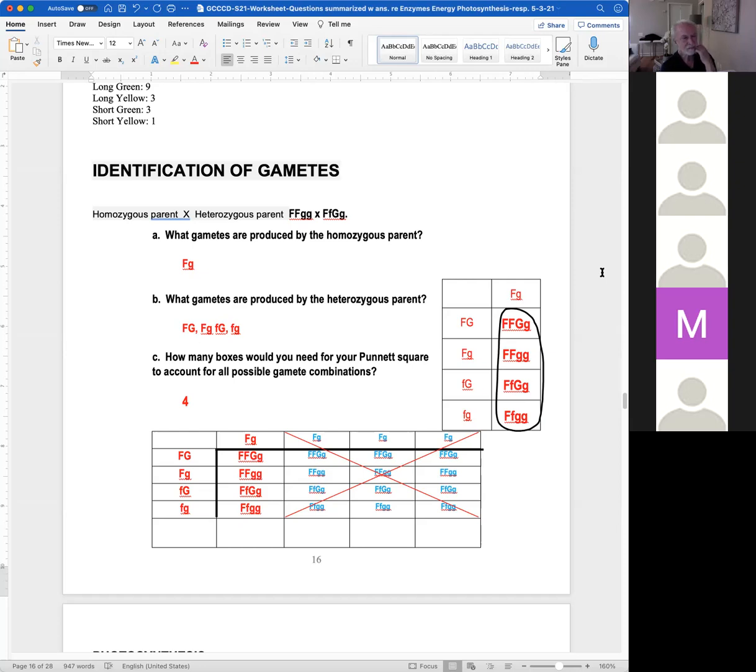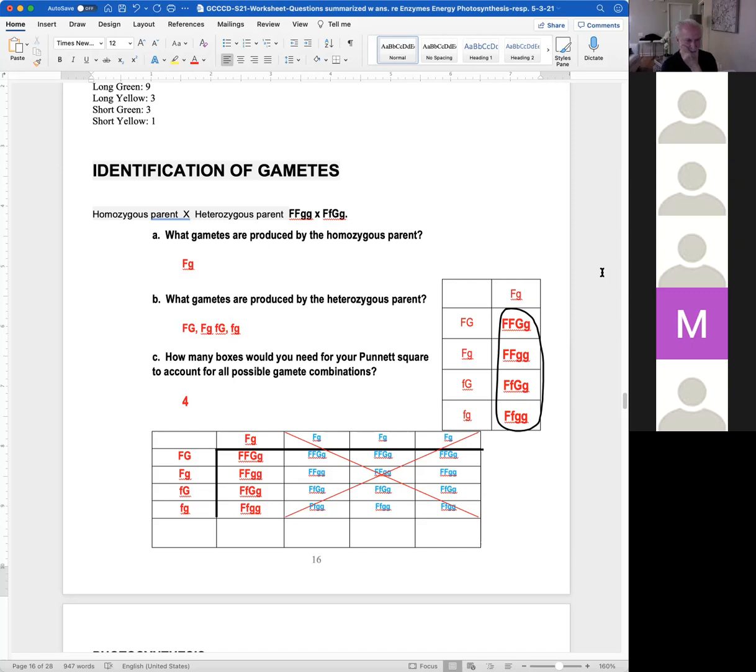Then the next question was really trying to see if you understood how Punnett squares work. It asked how many boxes you would need for your Punnett square to account for all possible gamete combinations. Well, just like we talked about in the first problem, the first parent can only produce one gamete, big F, little g. But the second parent can produce four different gametes. So we do 1 times 4. We can only produce four genotype results. There's nothing wrong with saying 16, but it's not the best answer.